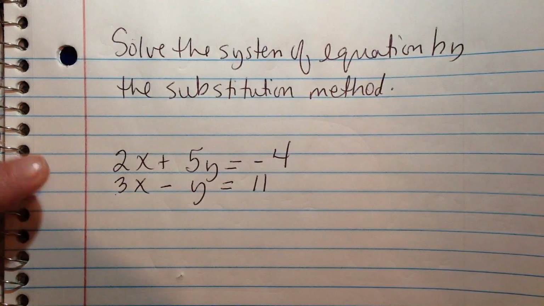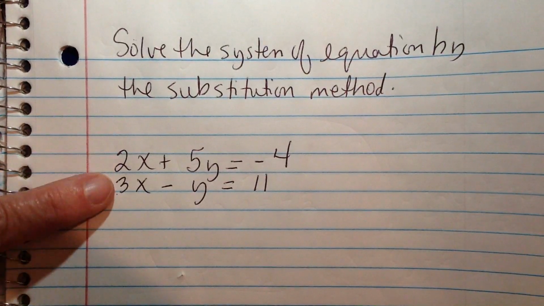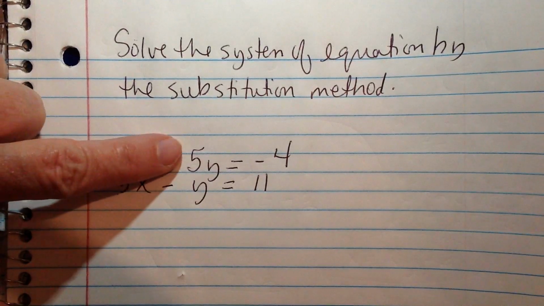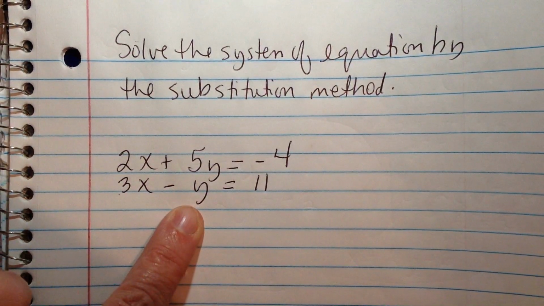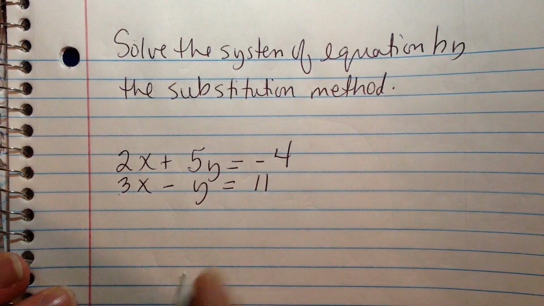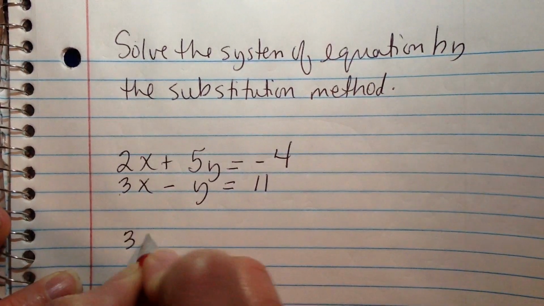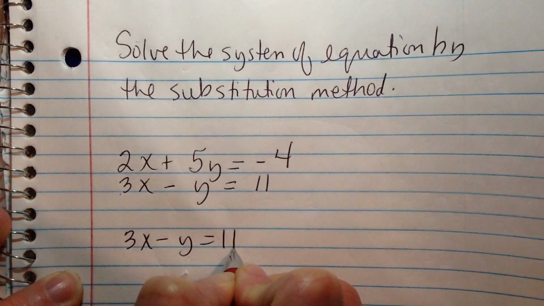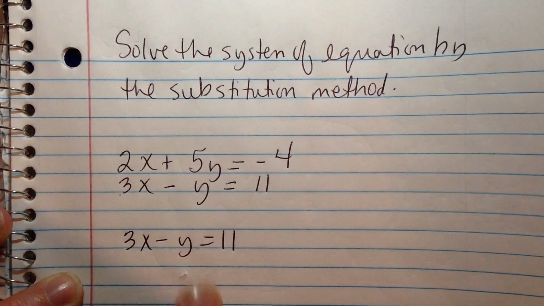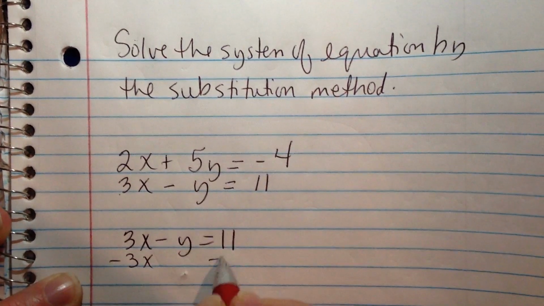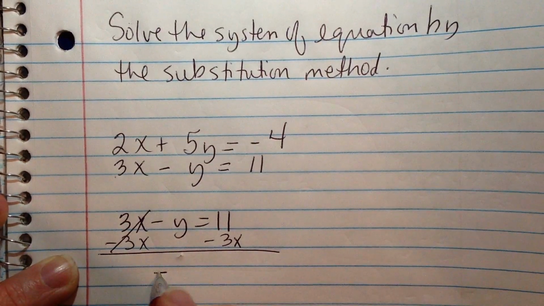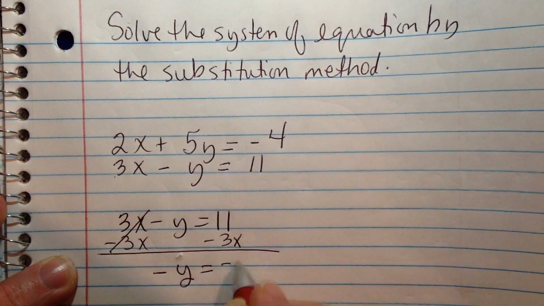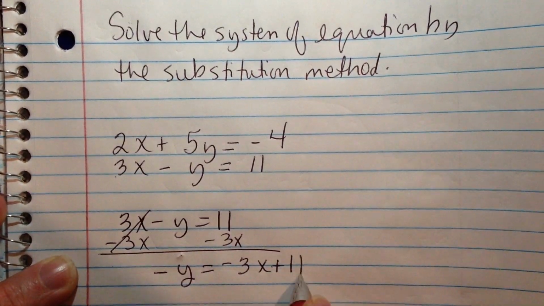So looking at my problem, this x has a 2, this x has a 3, this y has a 5, this y has a 1. So let's solve for this y in the second equation. I'm going to take the second equation, 3x minus y equals 11, and solve for y. To do that, let's subtract 3x from both sides. The 3x's cancel. I end up with negative y equals negative 3x plus 11.